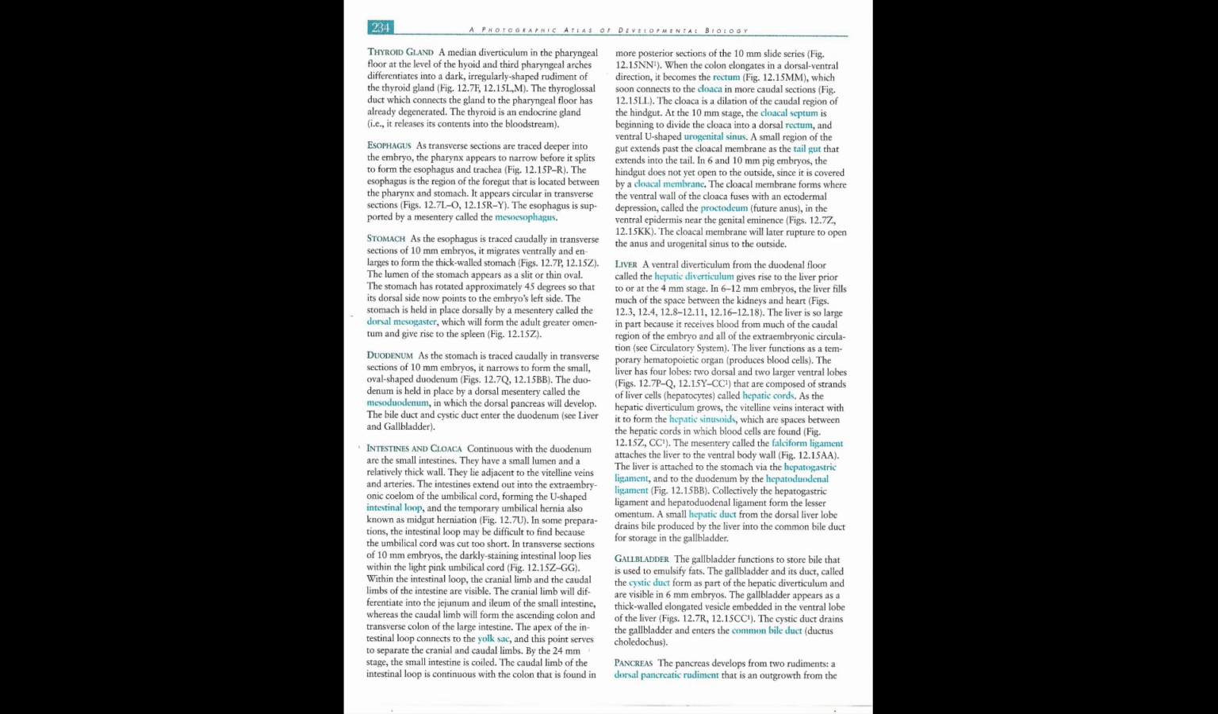Thyroid gland. A median diverticulum in the pharyngeal floor at the level of the hyoid and third pharyngeal arches differentiates into a dark, irregularly shaped rudiment of the thyroid gland, Fig 12.7f, 12.15 LM. The thyroglossal duct, which connects the gland to the pharyngeal floor, has already degenerated. The thyroid is an endocrine gland, i.e., it releases its contents into the bloodstream.